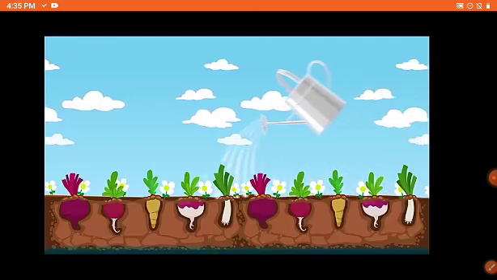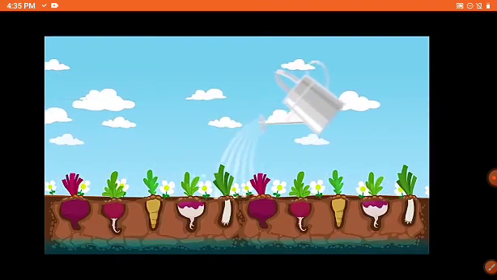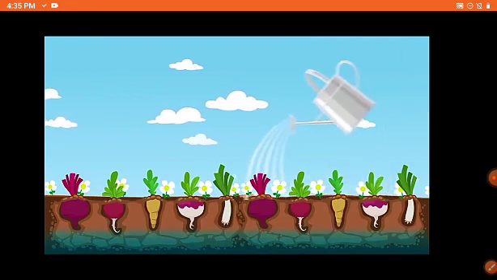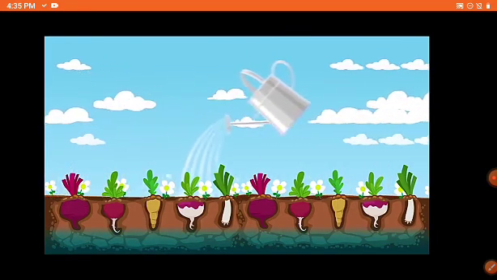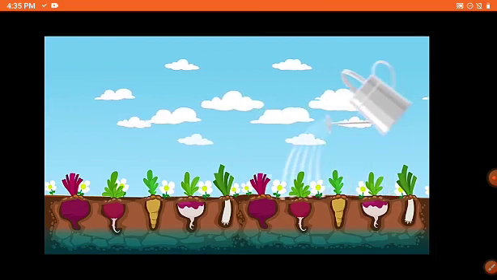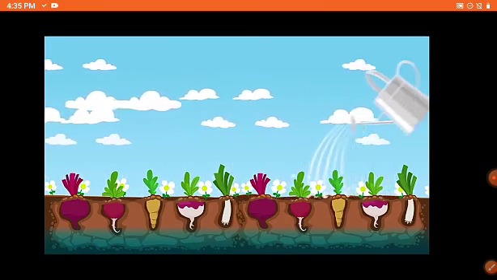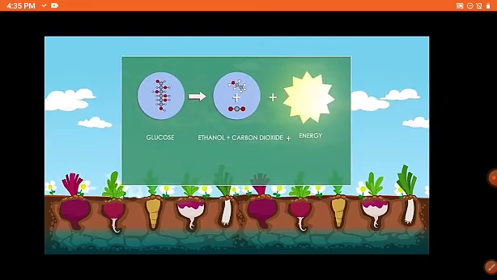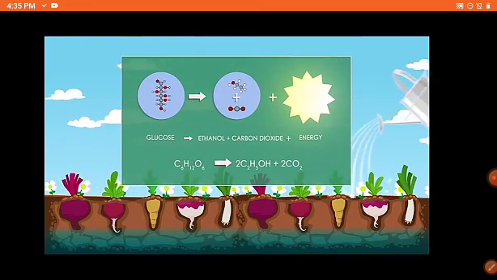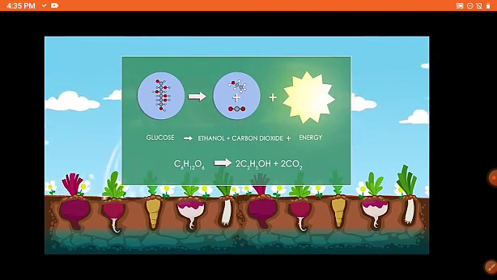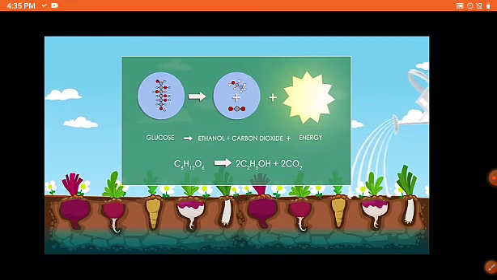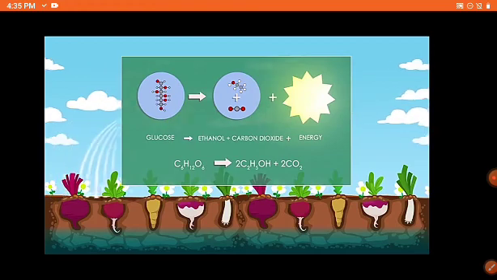What about plants? The oxygen supply can run out for plants too, such as those that live in waterlogged soil. This forces the plant to carry out anaerobic respiration. This is the chemical equation for respiration in plants. Notice that instead of lactic acid, ethanol and carbon dioxide are produced.